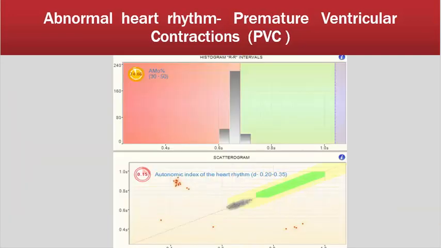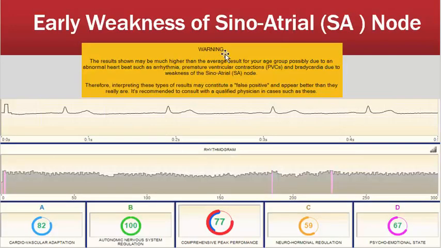So this is how they look on the histogram and the scatterogram. This red zone shows where the PVC is produced, and they're trying to take it out of the calculation. Another very important parameter: when you see the warning of a possible high number of A, B, C, D, it's a high possibility of some different abnormal heartbeats. So in this case, we see an early weakness of the sinoatrial node.